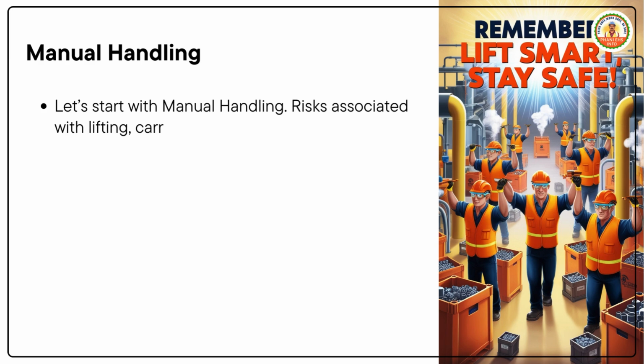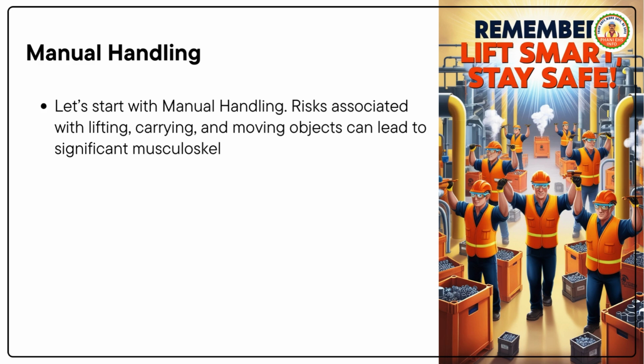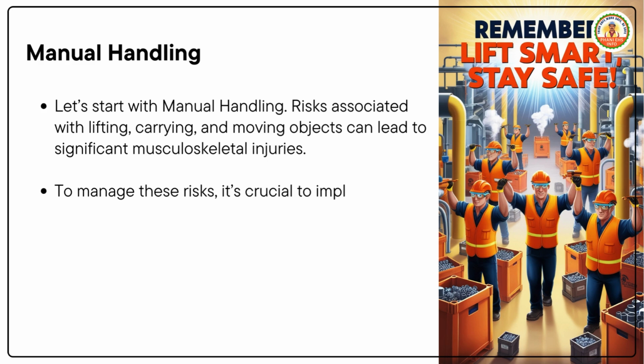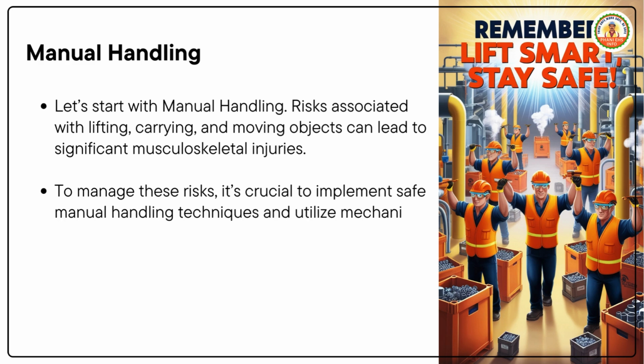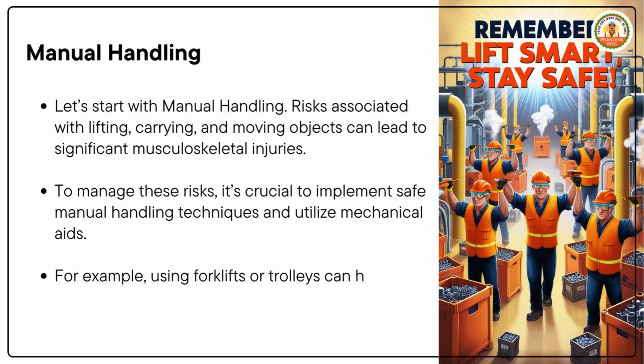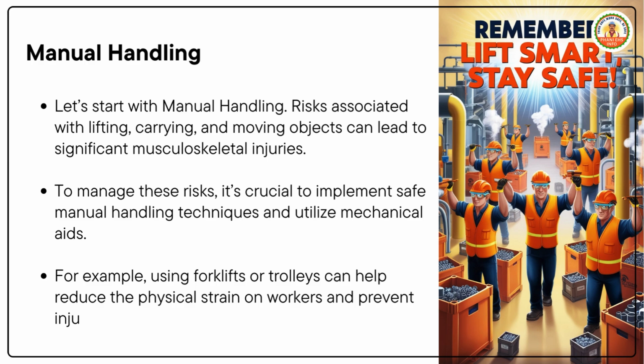Manual Handling. Let's start with manual handling. Risks associated with lifting, carrying, and moving objects can lead to significant musculoskeletal injuries. To manage these risks, it's crucial to implement safe manual handling techniques and utilize mechanical aids. For example, using forklifts or trolleys can help reduce the physical strain on workers and prevent injuries.